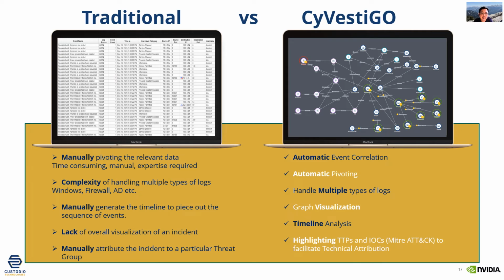Lastly, CyVestiGO also includes the ability to enrich the graph which shows what has happened in the environment. This enrichment adds to the graph two important pieces of information, namely indicators of compromise, known as IOCs, and tactics, techniques and procedures, known as TTPs. With that, the system is able to perform technical attribution by comparing behaviors, tools, and infrastructure used in the current incidents with those associated with known adversaries or APT groups.